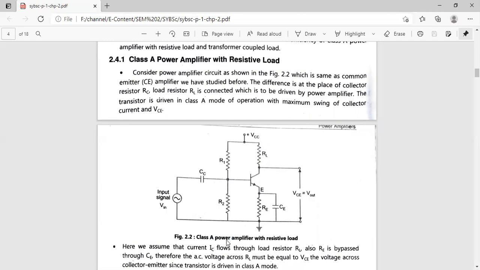The difference is that at the place of the collector resistor RC, the load resistor RL is connected, which is to be driven by the power amplifier. So what is the function of this power amplifier? It has to drive that load resistor. The transistor is driven in the class A mode of operation with the maximum swing of collector current and collector to emitter voltage.